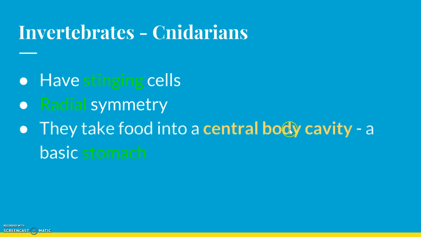So radial symmetry. They take food into a central body cavity. This means a basic stomach. So if you've ever seen a jellyfish, they obviously have tentacles, and you're not supposed to get stung by them. Okay. So the tentacles will grab a fish, it'll sting it to death, and then it'll curl the tentacles up into the dome that is the rest of their body. And in there is a central body cavity. It's kind of like your stomach, okay? Except you don't reach your arms all the way down into your stomach.